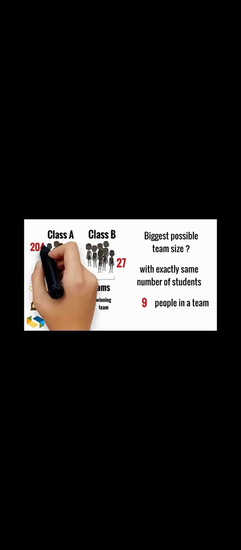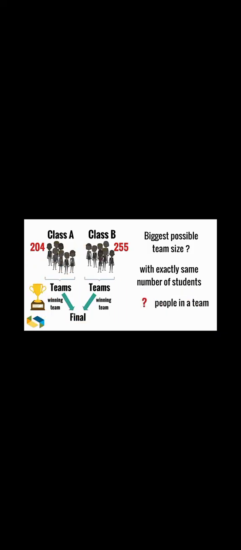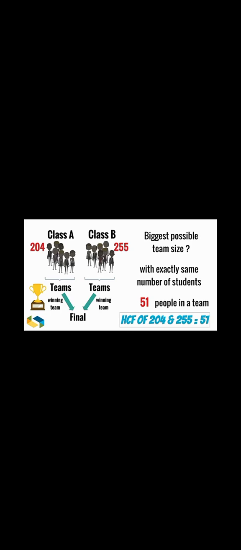Easy. But what if the class A had 204 students and class B had 255 students? What would be the biggest possible team size then? Well, careful observation may not help here. So use highest common factor. The HCF of 204 and 255 is 51. So the team would be 51 students each.